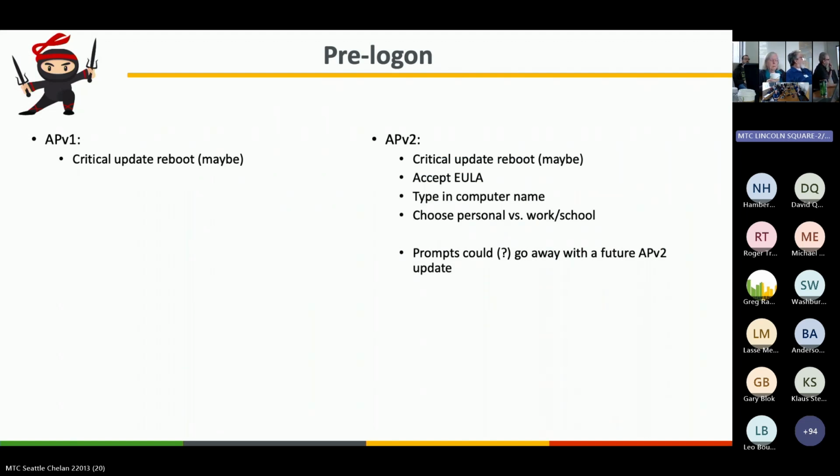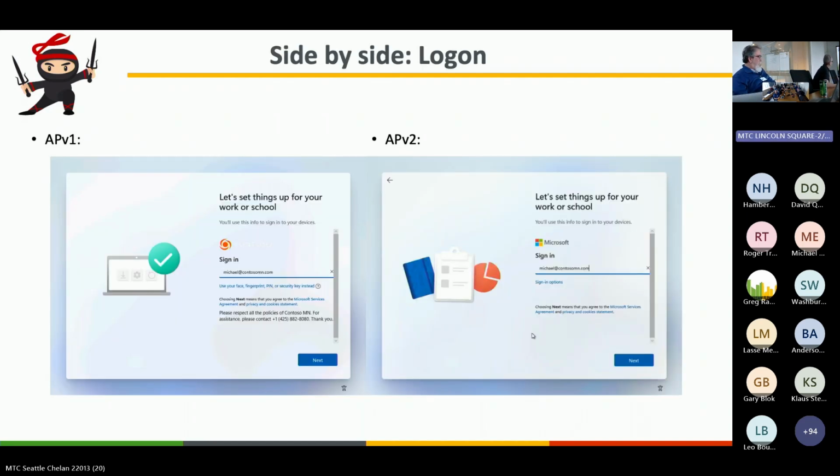In the Autopilot V1 case, you might have also seen a critical update reboot. Actually, in both cases, there can be a 0-day patch installed on the machine. But in the Autopilot V2 case, you also had to accept the EULA, type in the computer name, and also choose personal versus work or school. There's no way to automate that. The device doesn't know. Is it a personal device? Is it a work school device? Again, that's on Pro. On Enterprise, it always assumes work versus school. Could they fix that? Yes. To do that would require tagging the machine with tenant details, but for right now, there's no way of doing that.